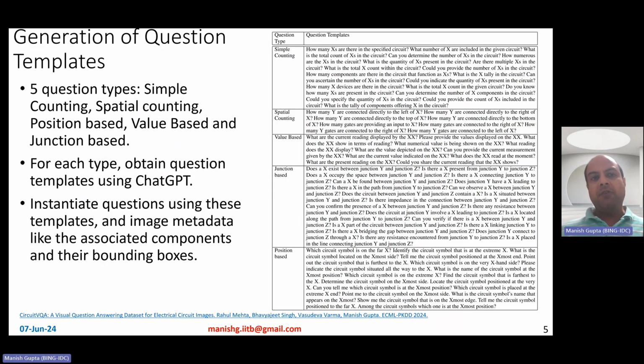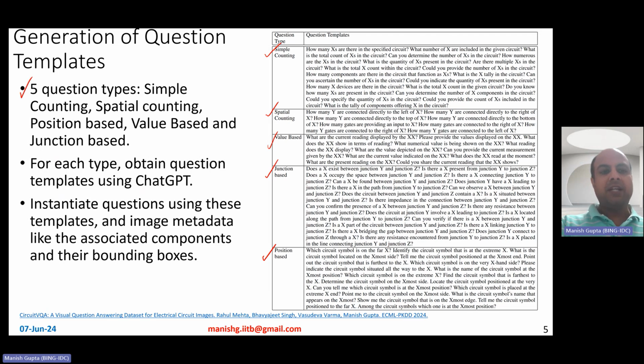Now, what we want to do is to actually build question answer pairs on top of this data set so as to train visual question answering models. So the first step is to actually create question templates and try to figure out what kind of questions make sense when you try to do visual question answering on electrical images. Okay. So we first brainstormed that these 5 question types are important: simple counting, spatial counting, value-based, junction-based, and position-based. We saw the example on the first slide itself, right? So we considered 5 different types of questions.